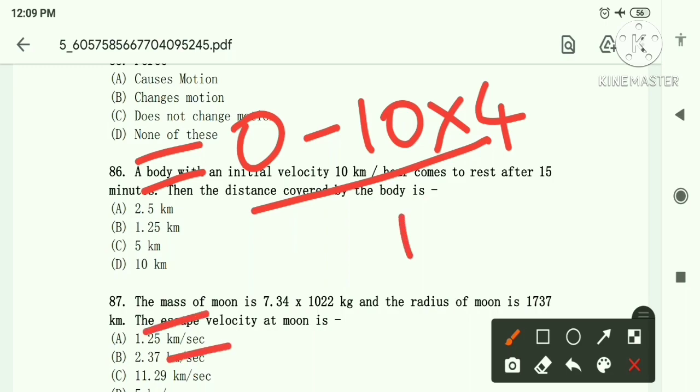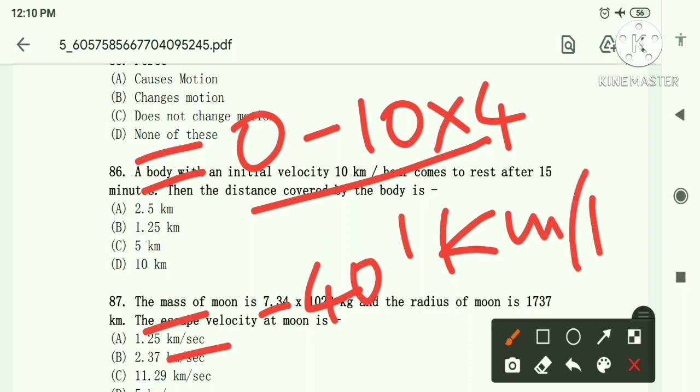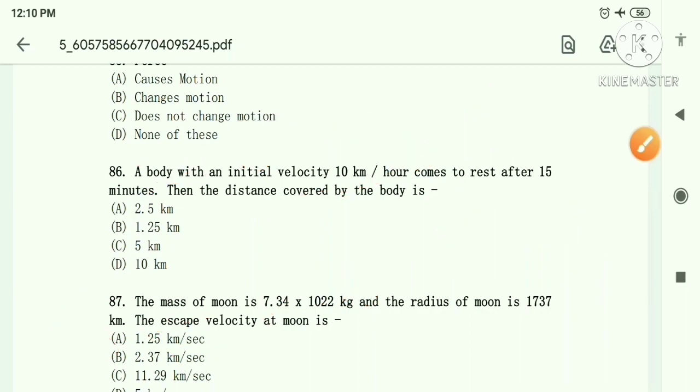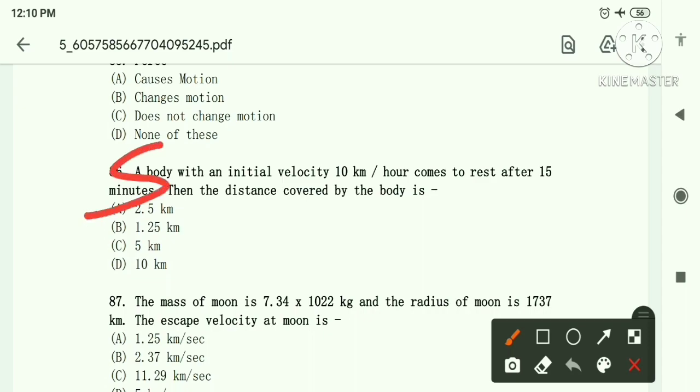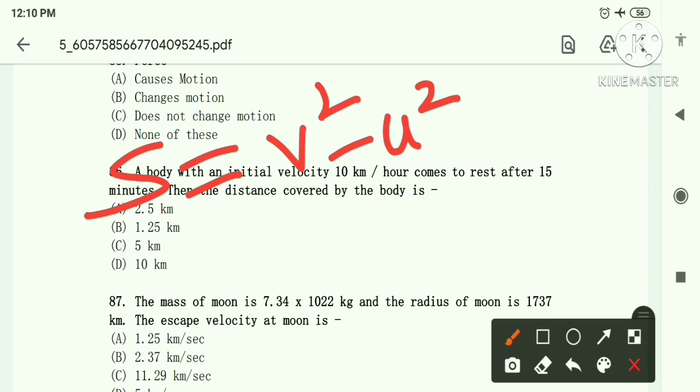So 10 fours are 40. So minus is there. So now it becomes minus 40 kilometer per hour square. Okay, so the acceleration now becomes minus 40 kilometer per hour square. We find out distance is equal to v square minus u square divided by 2a.